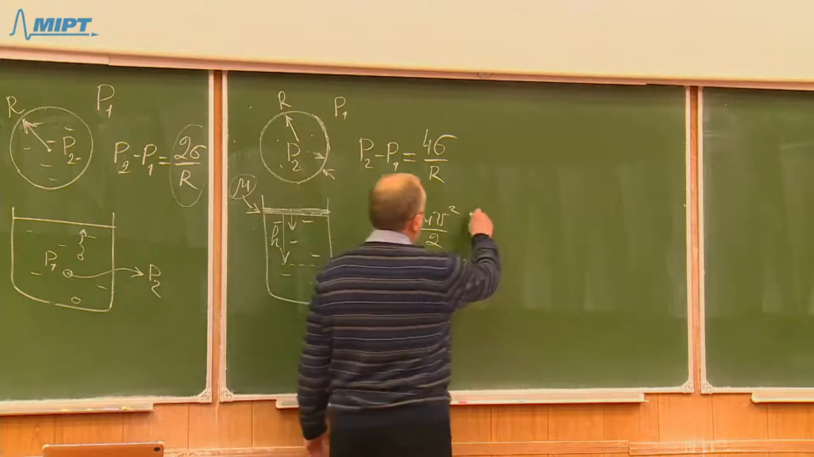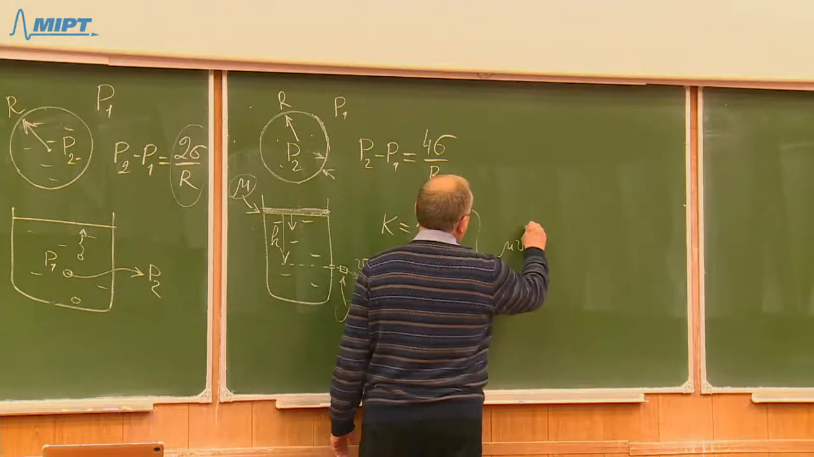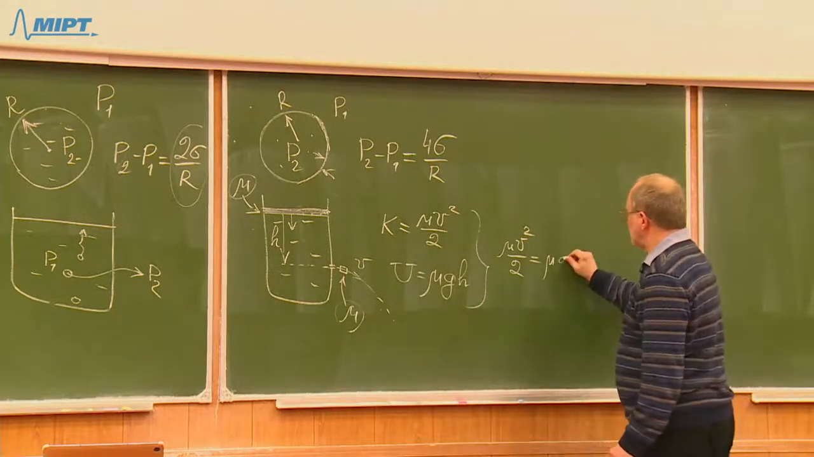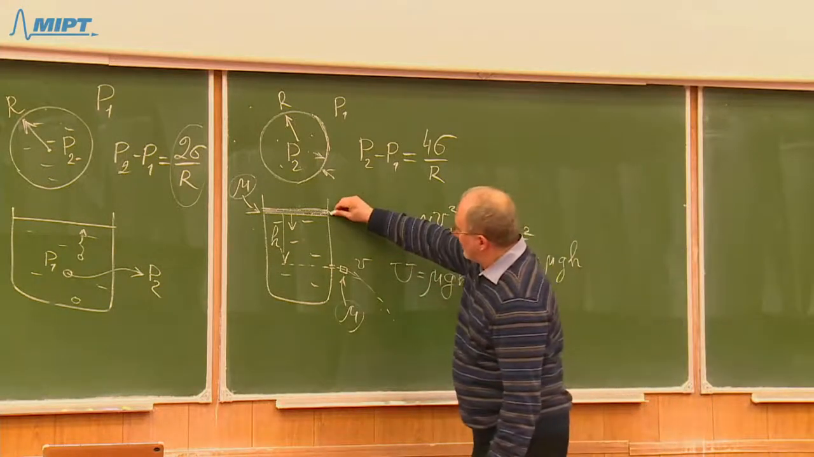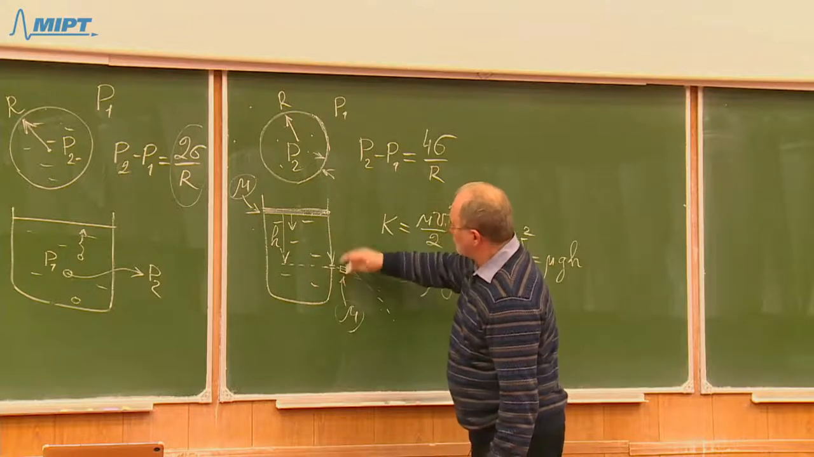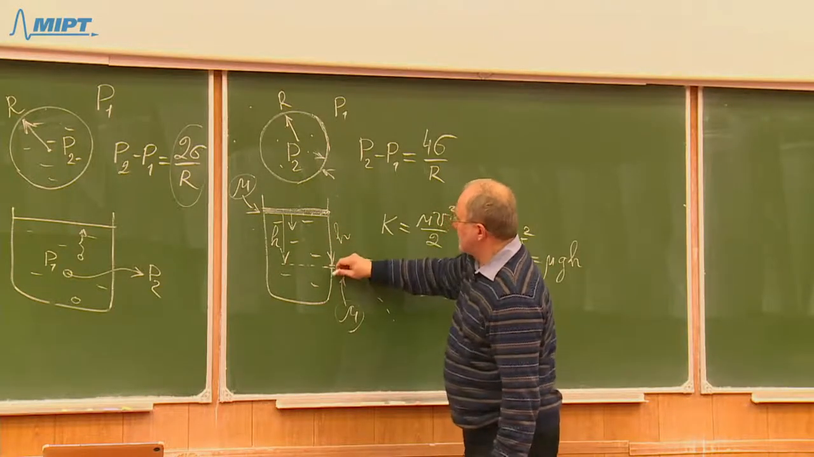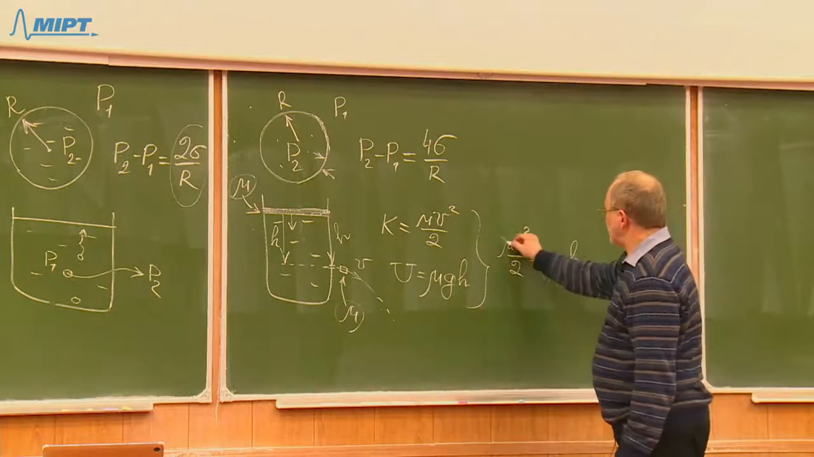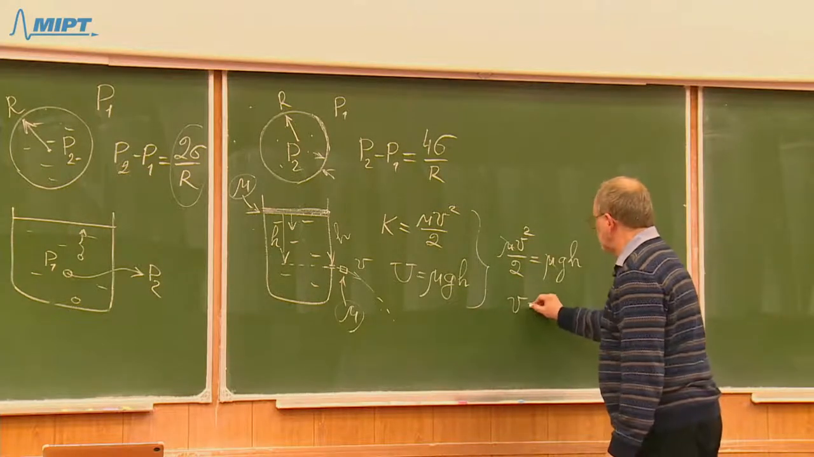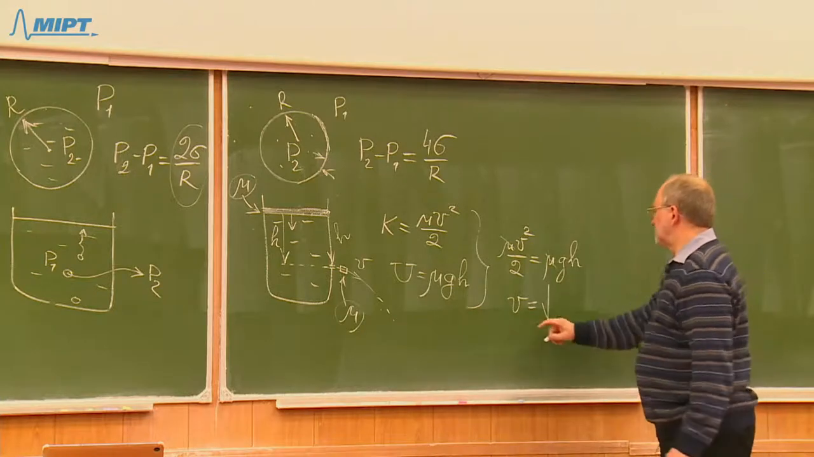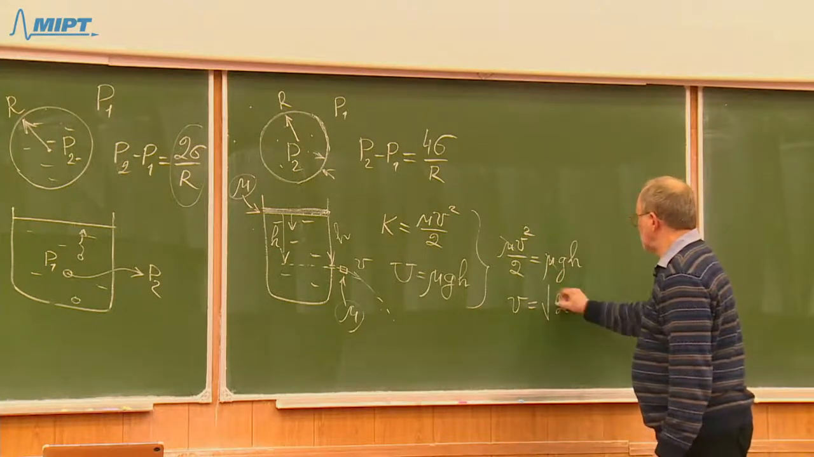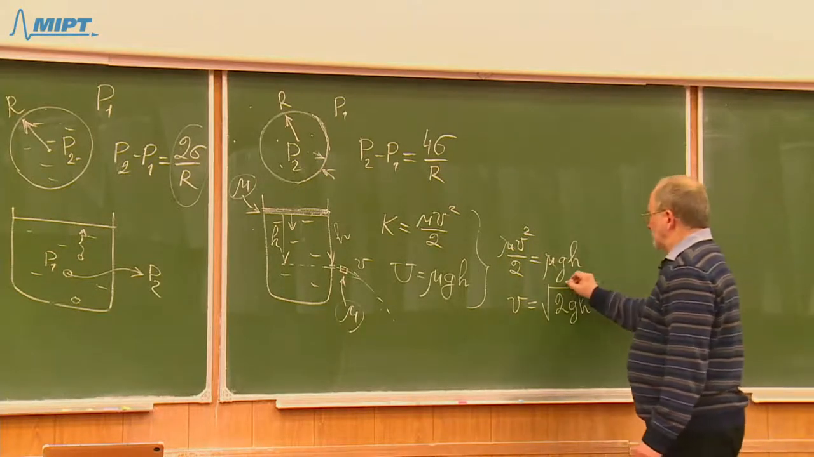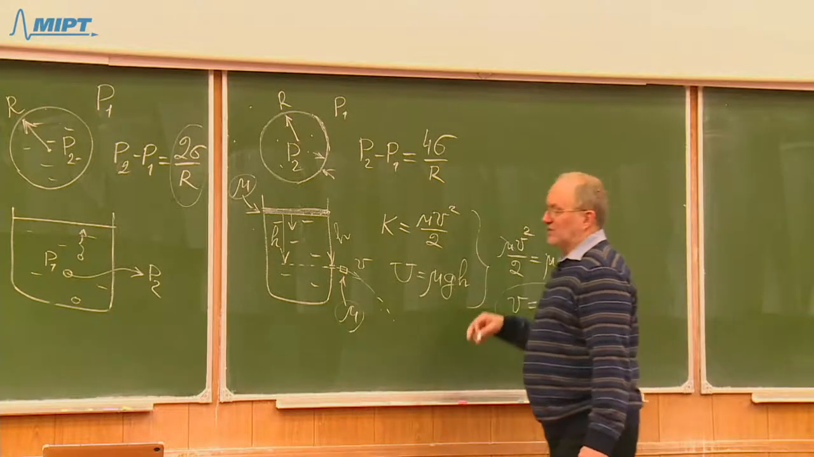And therefore, we obtain from here that the mass of the liquid going out, its velocity squared over 2, must be equal to the same mass of the liquid times gh, where h is the depth at which this hole is located in the wall of the vessel. So from here we easily obtain, by canceling mass, that the velocity of outflow of the stream of liquid will be equal to square root 2gh. That formula is the consequence of the law of conservation of energy.